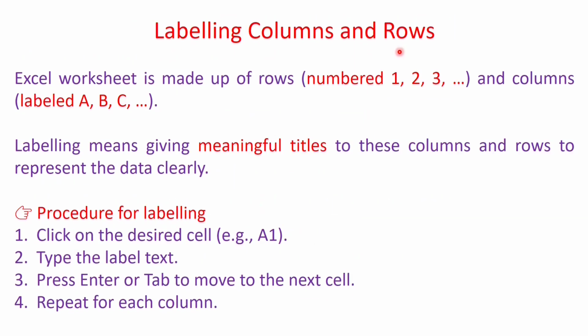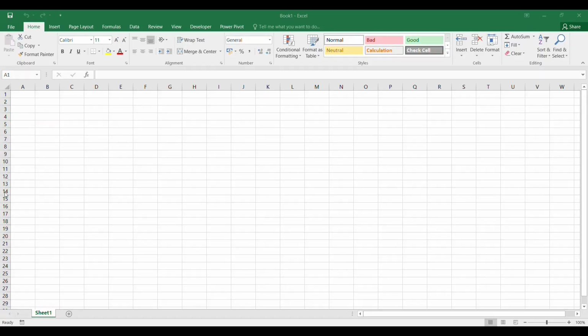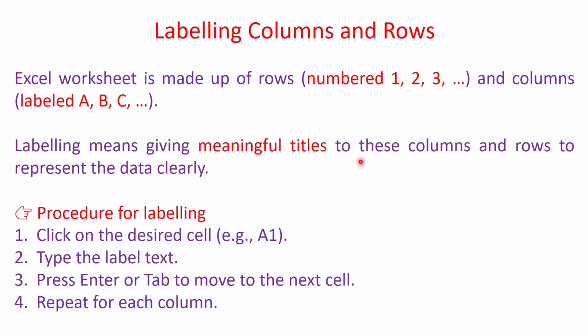Labeling columns and rows. Every worksheet is made up of rows numbered as 1, 2, 3, etc. and columns labeled as A, B, C, etc. Labeling means giving meaningful titles to these columns and rows to represent the data clearly. The procedure for labeling is: first click on the desired cell, for example A1, then type the label text and press Enter or Tab to move to the next cell. Repeat this procedure for each column or row.